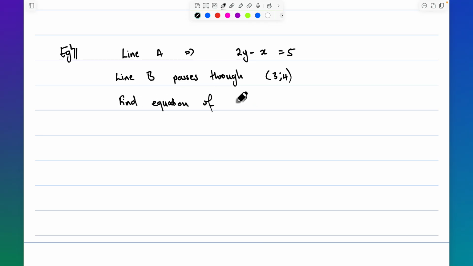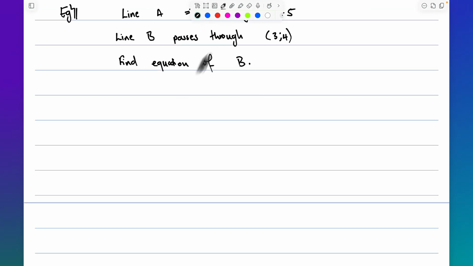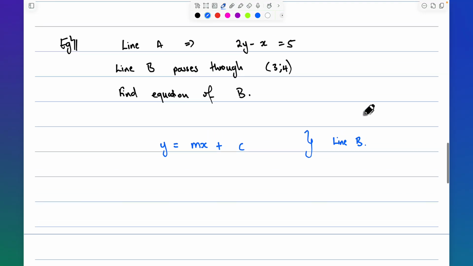It's exactly the same as what we said before. All we need to do is say, okay, y is equal to mx plus c. This is for line B. We're calculating y is equal to mx plus c of that line. All we need is, number one, the point, which we have. Perfect. We also need the gradient. How do we calculate the gradient?